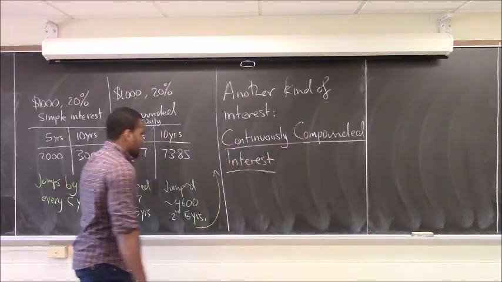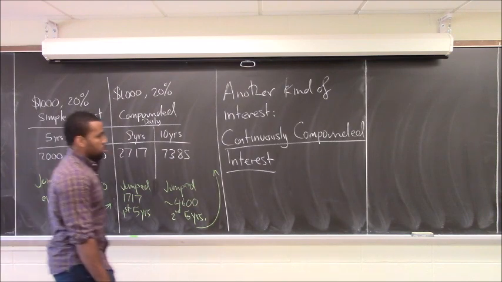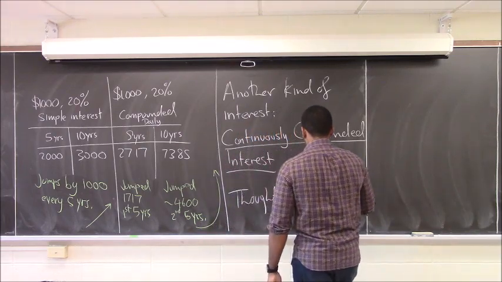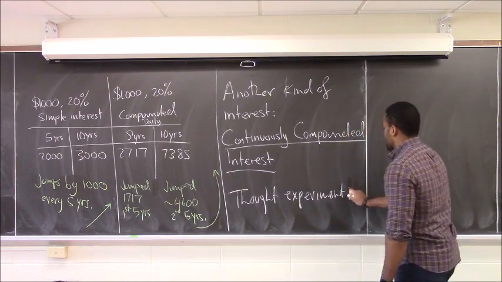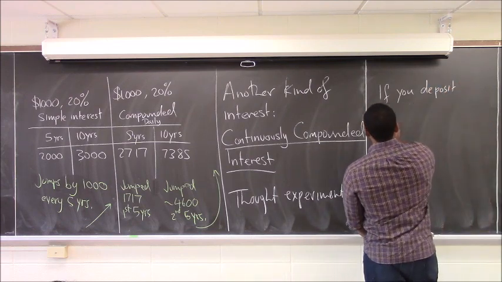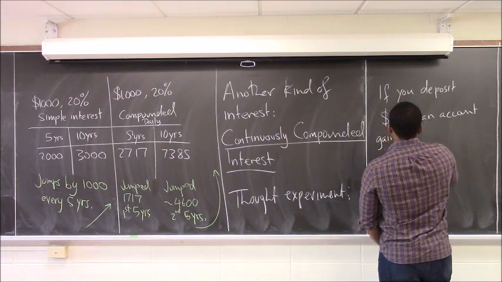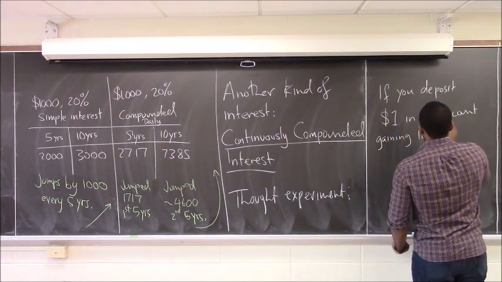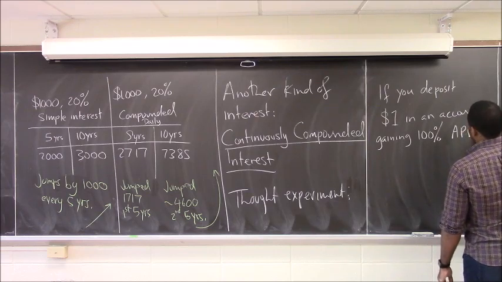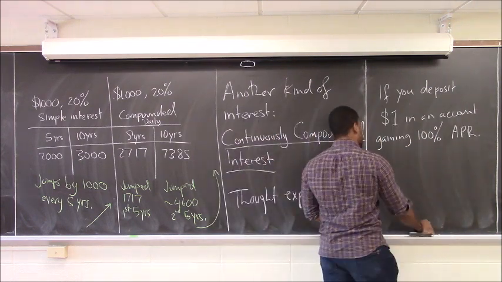And this is really just a kind of, it's like compounded interest on steroids. And so let's look at the thought experiment. So here's the idea. If you deposit, say, $1 in an account, and let's suppose that this account gains 100% interest rate. Right? So worse than your credit card company. Okay? So here's something that's growing at 100% interest rate. Okay? So that's bringing it kind of to the extreme here.